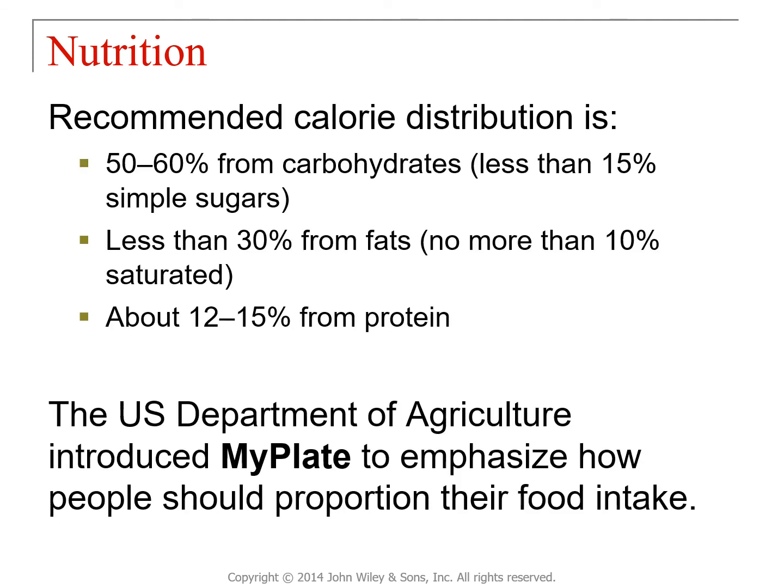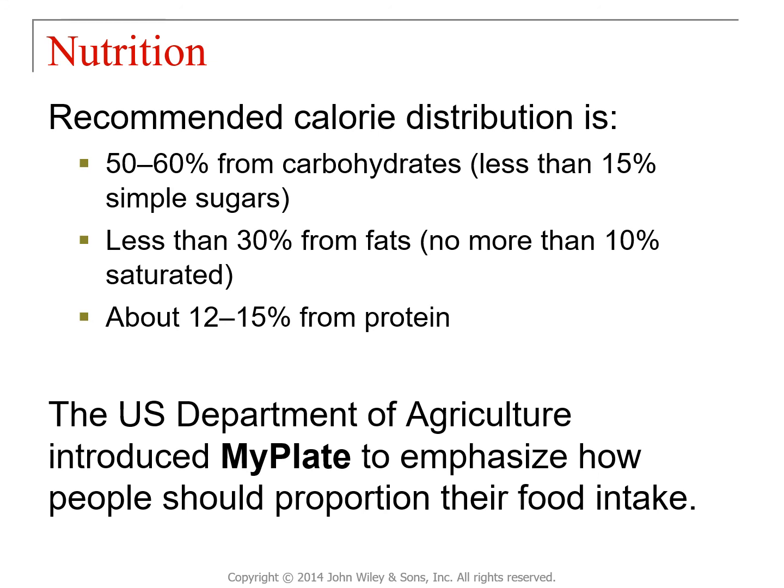So it is recommended that your calorie distribution look like this. 50 to 60% of your calories, or the source of your energy in your food, should come from carbohydrates. But most of those carbohydrates should be the complex carbohydrates, or your polysaccharides, including lots of fiber. That will minimize the release of insulin and the anabolic effects that lead to weight gain. Okay, so minimize your simple sugars.